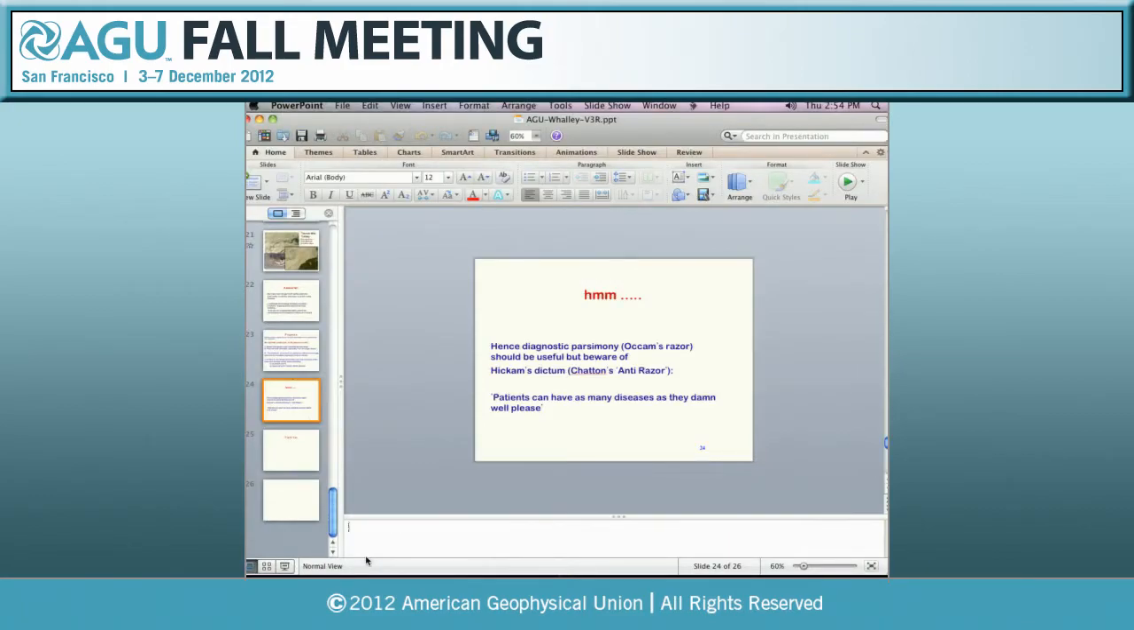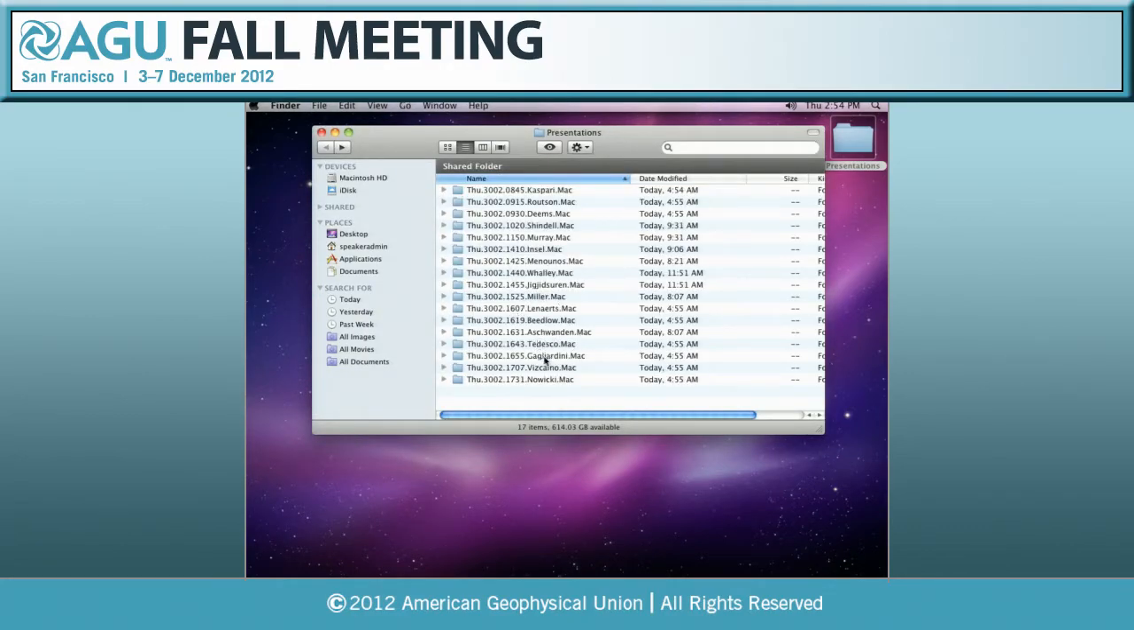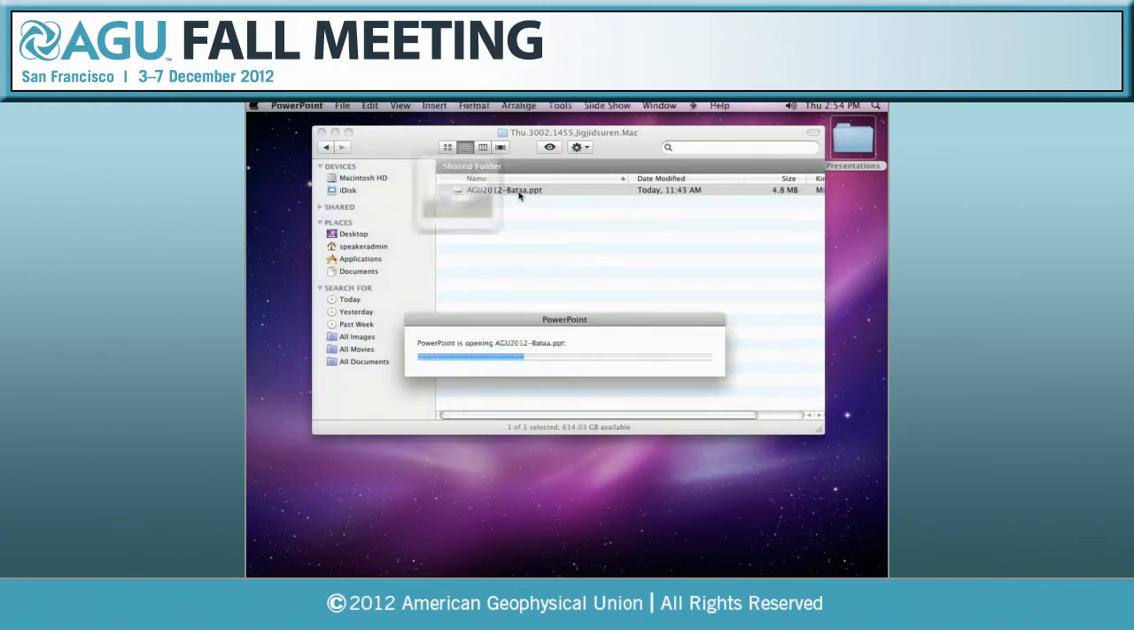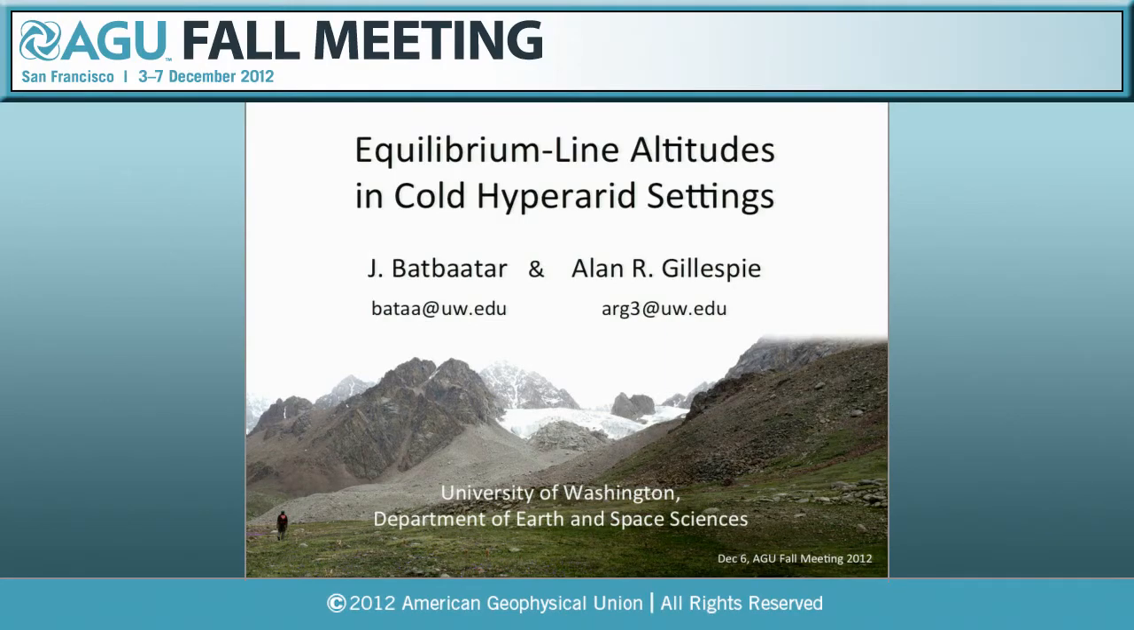Our next presentation this afternoon is by Babata Jigisuran, who's going to talk about ELAs in cold hyperarid settings. Hello, good afternoon. My name is Patrick Jigisuran, and Alan Gillespie is my advisor, and we're from University of Washington. Today I'll talk about the equilibrium line altitudes in cold and high hyperarid settings.